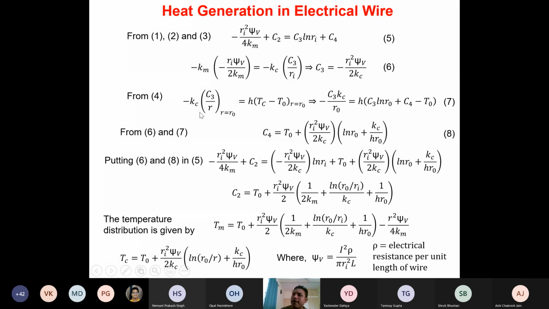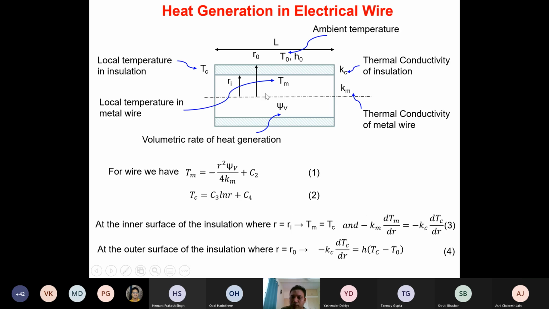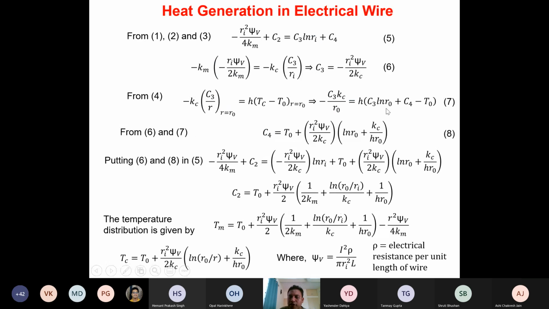Now apply the second boundary condition. The second boundary condition is minus Kc dTc by dr at R equals R naught should be equal to H (Tc minus T naught) at R equals R naught. So that is what has been done here in equation number 7. So if you put all the values here, Tc, if you look at this equation, is given as C3 ln R plus C4. So we can put it in terms of R equals R naught.